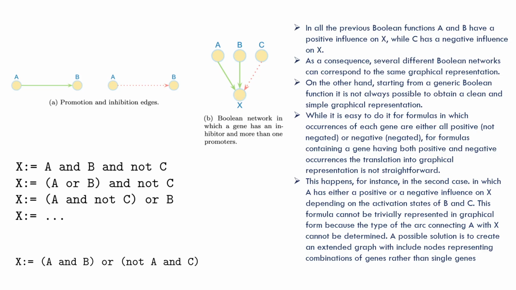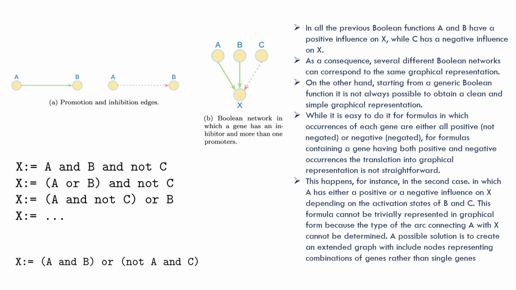In the previous Boolean functions, A and B have a positive influence on X, while C has a negative influence on X. As a consequence, several Boolean networks can correspond to the same graphical representation. As you see, multiple relationships can be used to explain that same graphical representation.